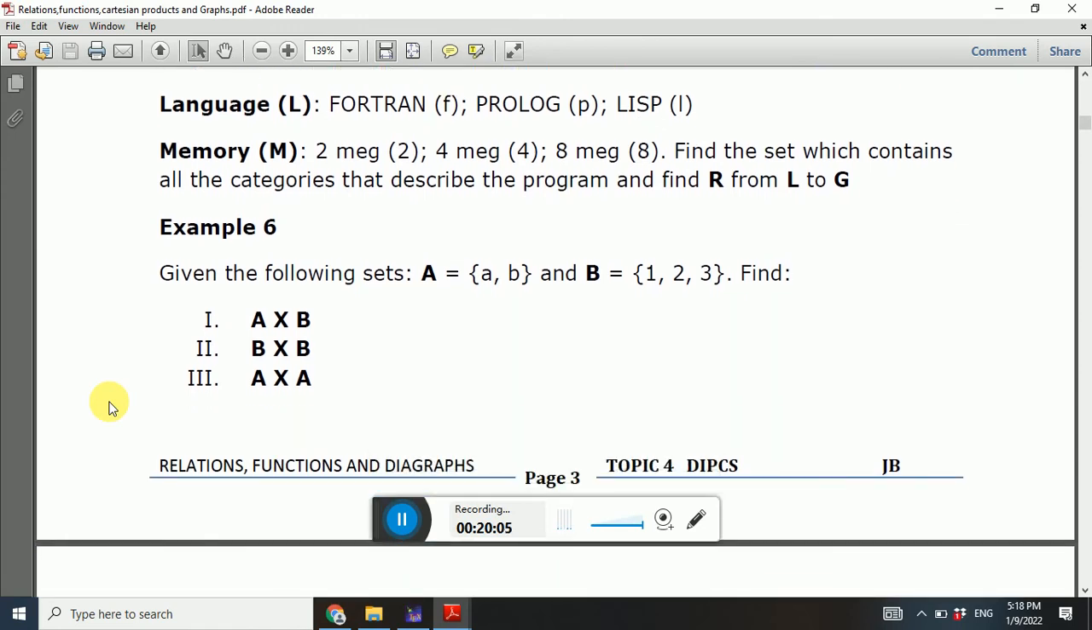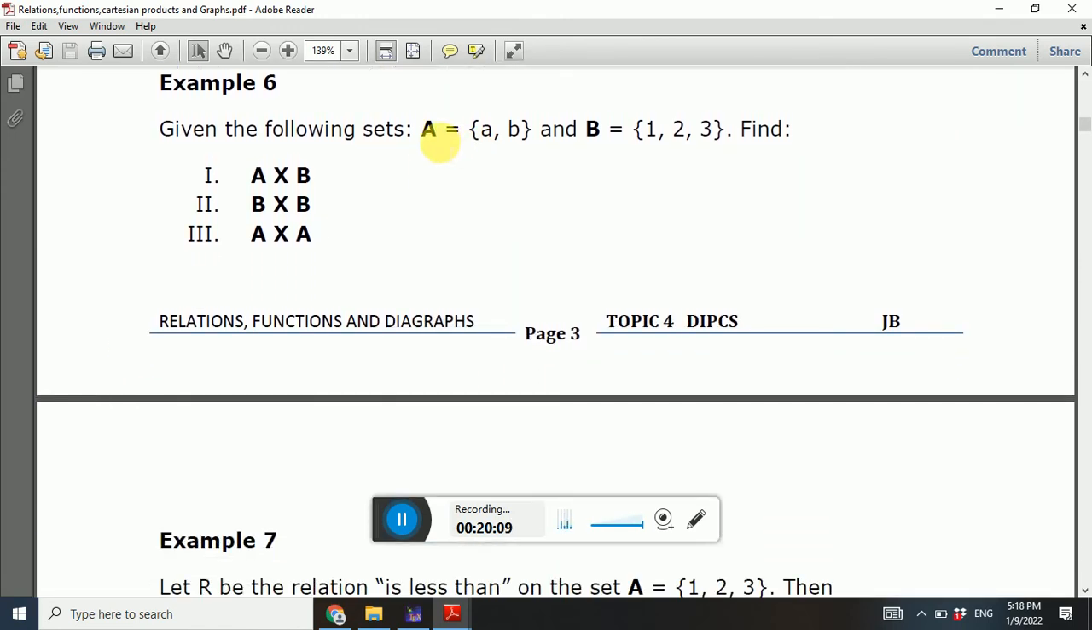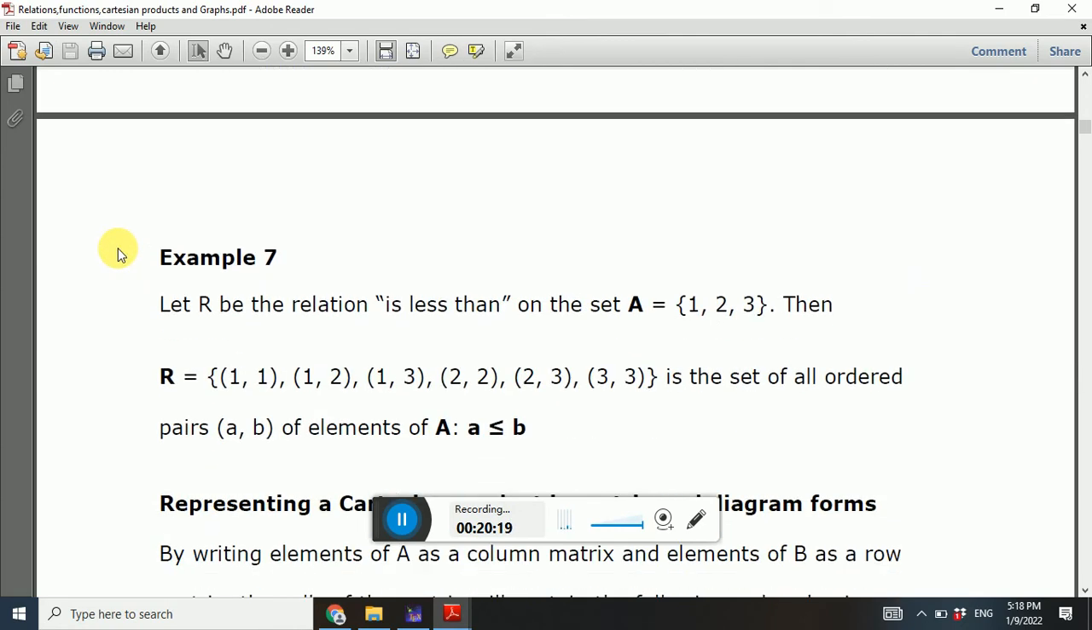So there's that example. You can also look at example 5. Then there is also example 6. You have these two sets, A and B, and they want you to compute the Cartesian product A cross B, B cross B, A cross A. I want you to try that out and see what you get.